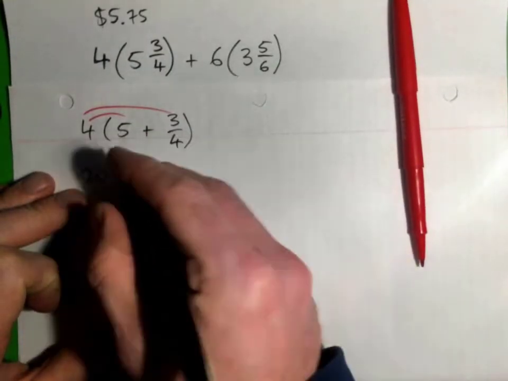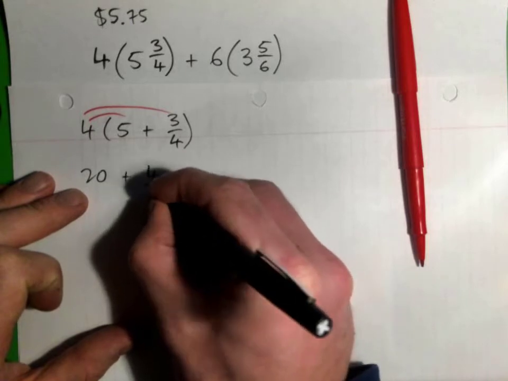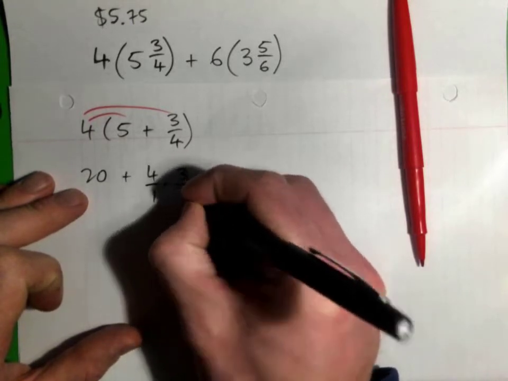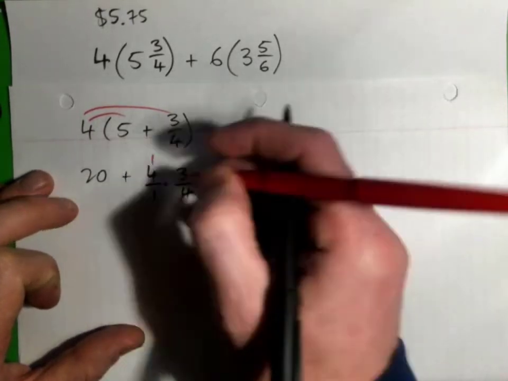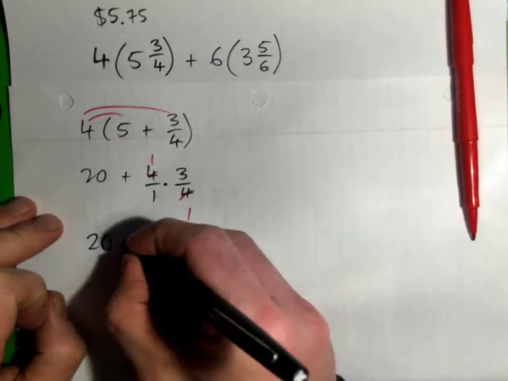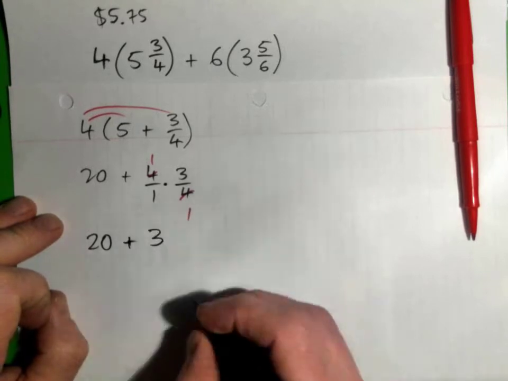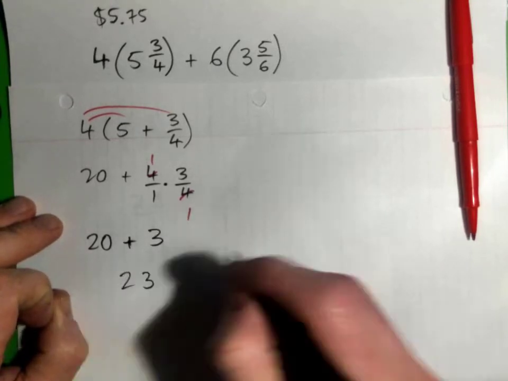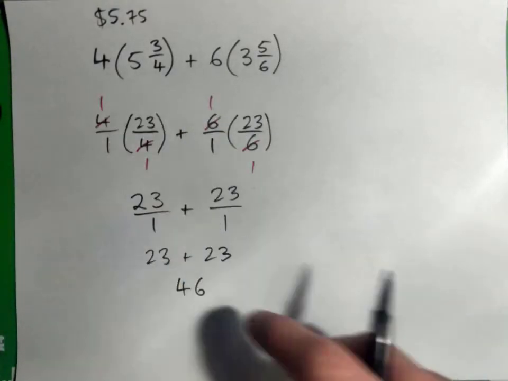4 times 5 is 20, and then we have 4/1 times 3/4, and the 4s cross cancel. Look at that. And now you've got 20 plus 3, which is kind of what we're looking for, because that's what it became when we did it that way, right?